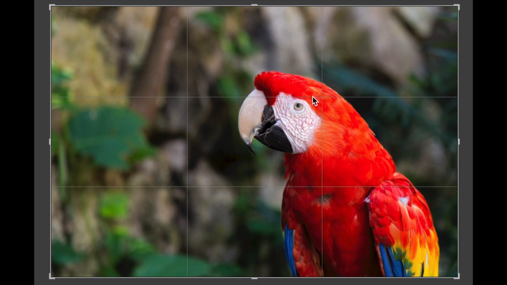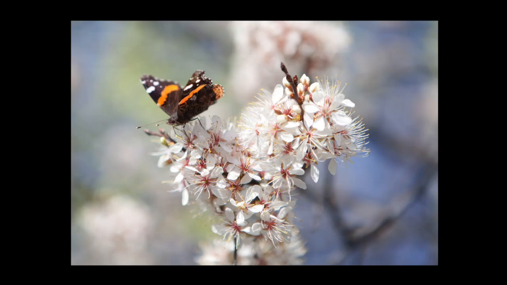So we have this top right third, we have this bottom right third, we have the left third, and we have the top left third. We want to place our subjects in one of those spots. And in this case, for the parrot, we have placed the parrot on the top right third, and he's looking off to the left.